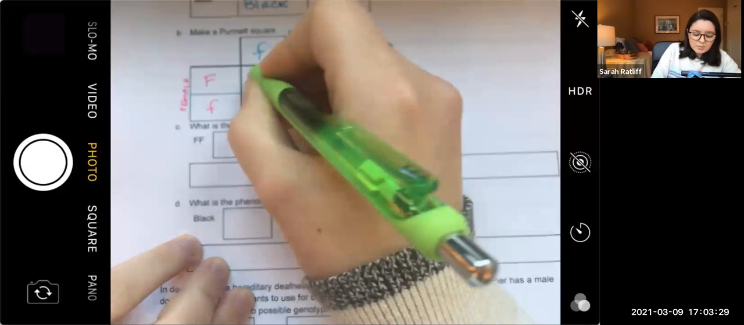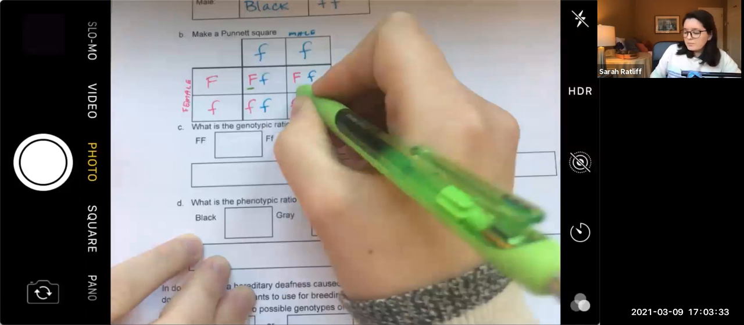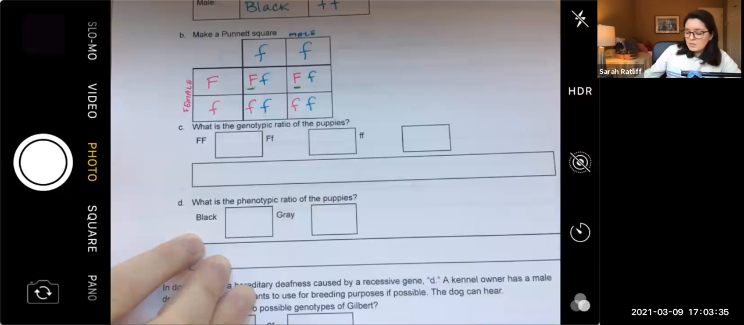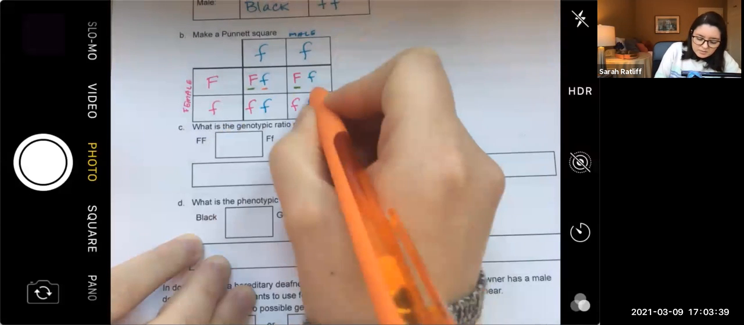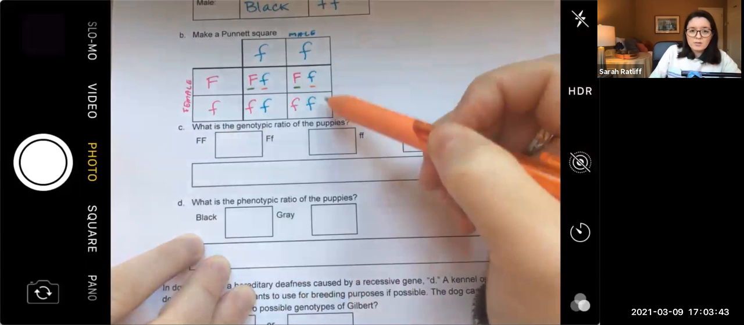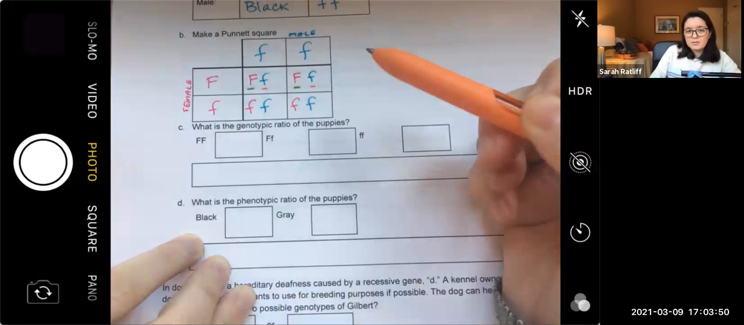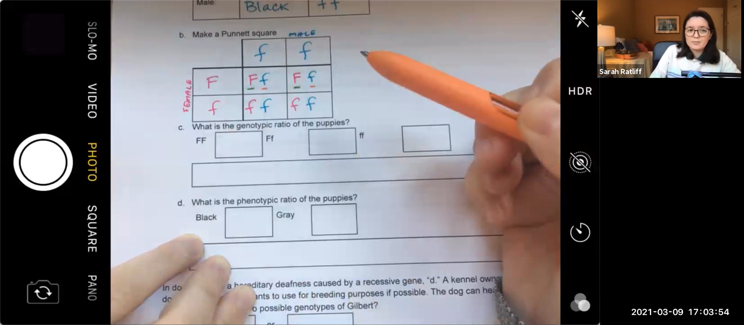So we have one capital here, one capital there, and let's use orange, and one lowercase, one lowercase. And we have two of those. So we can say we have two of the four or 50%. Our heterozygous big F, little f.